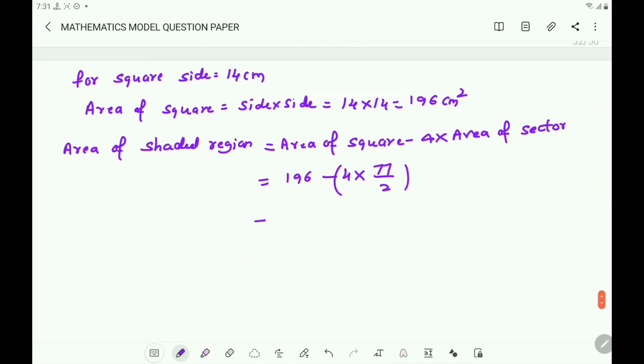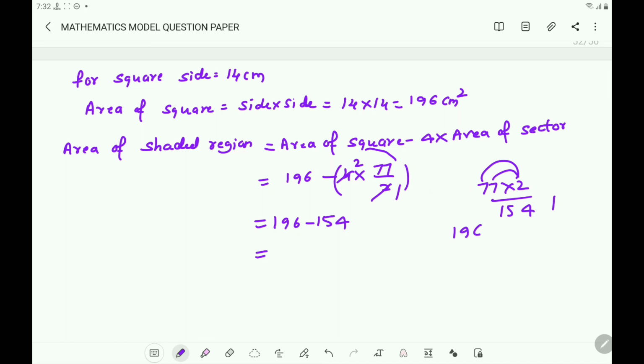4 into 77 by 2, that equals 196 minus 2 into 77. What is 77 into 2? 77 into 2 becomes 154. 7 twos are 14, again 7 twos are 14 plus 1, 154. Then 196 minus 154, that is 6 minus 4 is 2, and 9 minus 5 is 4. So you got 42 cm square. That is the area of the shaded region.